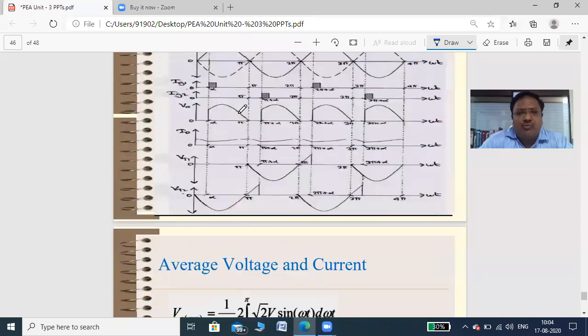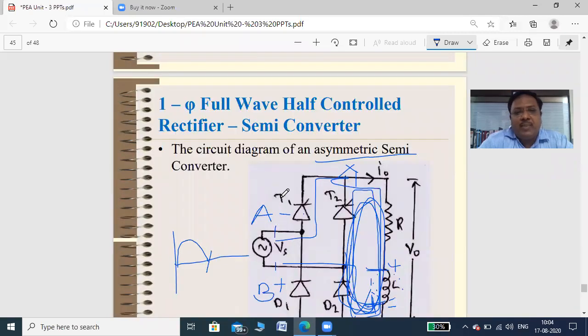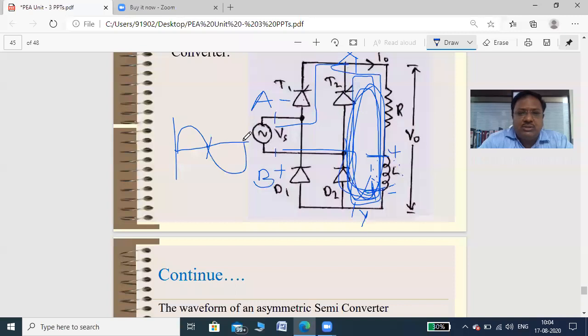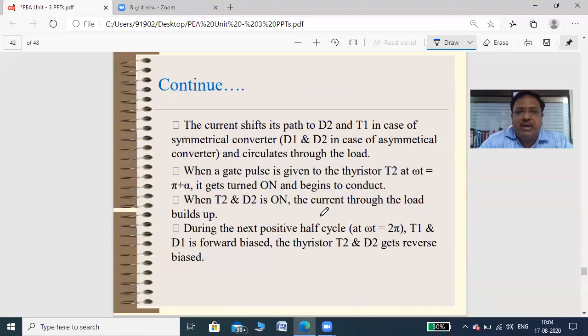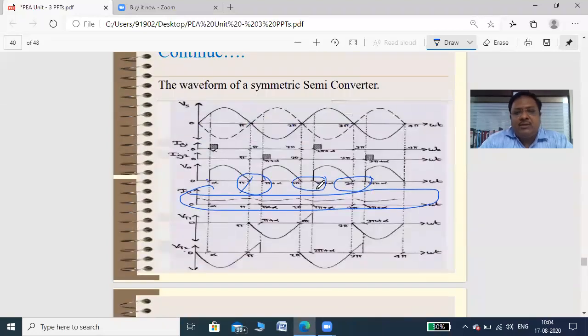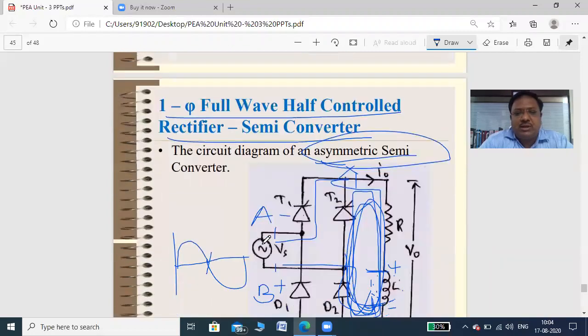Again, same thing. The output voltage waveform is discontinuous, but the load current is a continuous waveform, right? And the same thing happens during the reverse cycle, or negative half cycle. So this is about the single phase half controlled rectifier or converter, that is called semi-asymmetric configuration. The output waveform equations for symmetric and asymmetric are the same, with just a slight difference in the on time and off time of the SCRs, which change. So that is given here.